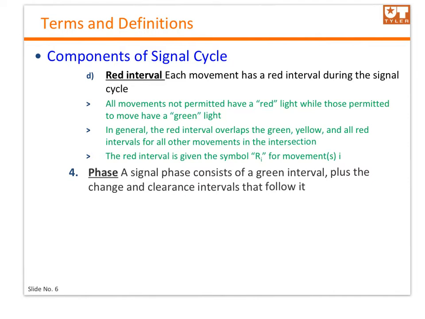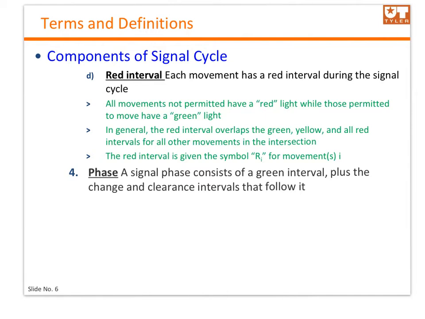The last and the fourth interval is the red interval. Each movement has a red interval during the signal cycle. Movements are not permitted during this red light, while those permitted have a green light. In general, the red interval overlaps the green, yellow, and all red intervals for all other movements in the intersection. And for the symbol for this type of interval, we use RI, indicating the red interval.